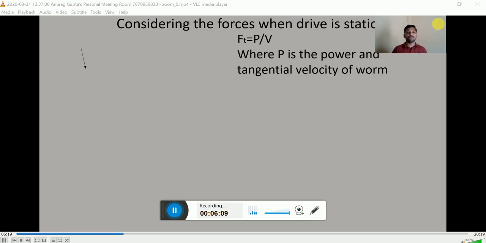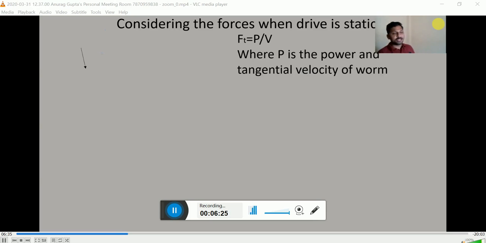So first of all, we are considering the forces when the drive is in static condition or just about to move. They are in contact and they are just about to move, but have not started the rotation.